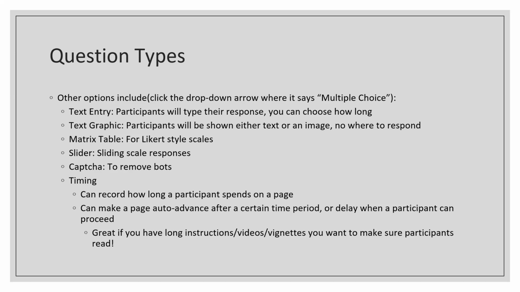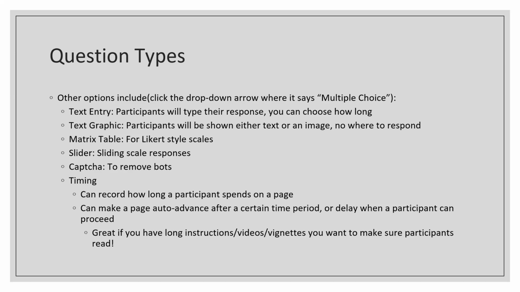A matrix table is for Likert style scales. They're also for if you want to do bipolar adjective scales, meaning if you wanted to rate somebody on whether they were trustworthy or not trustworthy, it would be a matrix style where it'd be across the board and you could rate across. Slider are sliding scale responses. So if you do 0 to 10 or 100%, you can slide a scale onto what you want your answer to be.